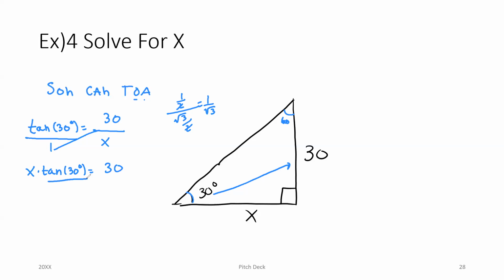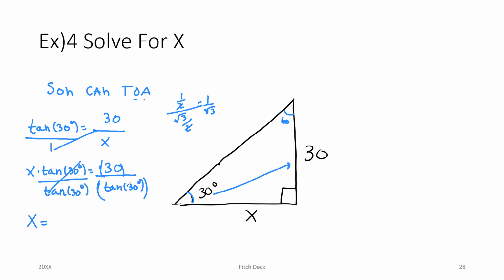To solve for x, you're going to divide both sides by tan of 30 degrees. So this cancels, and you're left with x equals, just put this in the calculator. If you want, so you don't make mistakes, put the 30 in parentheses, divided by, and then put tan of 30 in parentheses. Make sure you are in degree mode because we are in degrees.